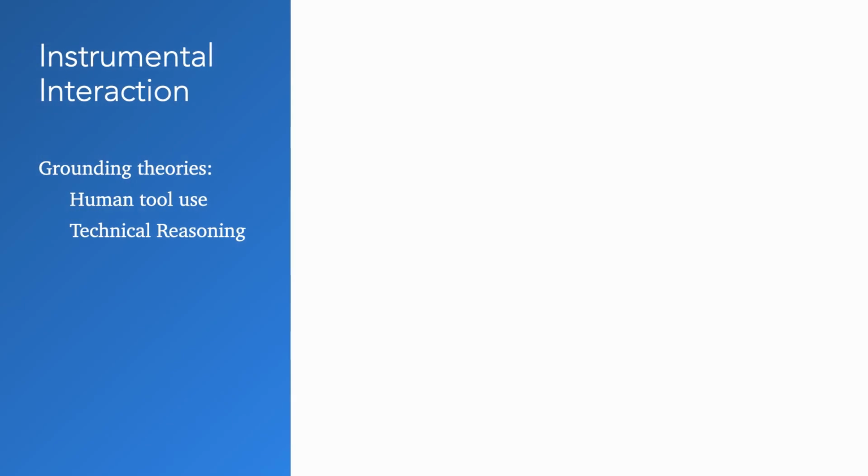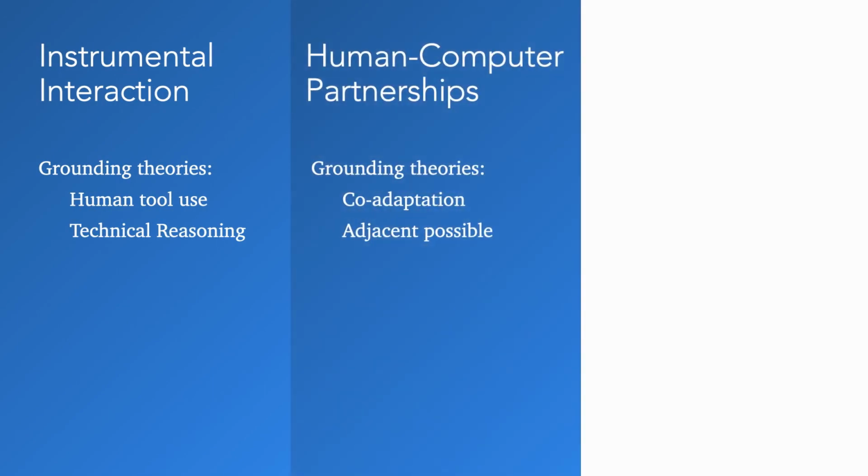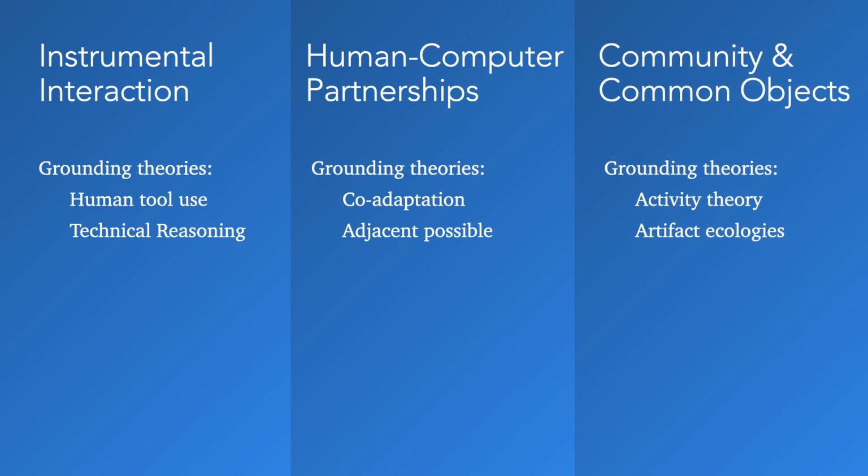We illustrate how we've productively used a generative theory approach to develop novel artifacts in our own research over the past decade. The first example is instrumental interaction, which is based on two grounding theories: human tool use and technical reasoning from paleontology and cognitive science. The second example is human-computer partnerships, which is based on two grounding theories, co-adaptation and the adjacent possible, from evolutionary biology. The third example is community and common objects, which is based on two grounding theories, activity theory and artifact ecologies, from psychology.